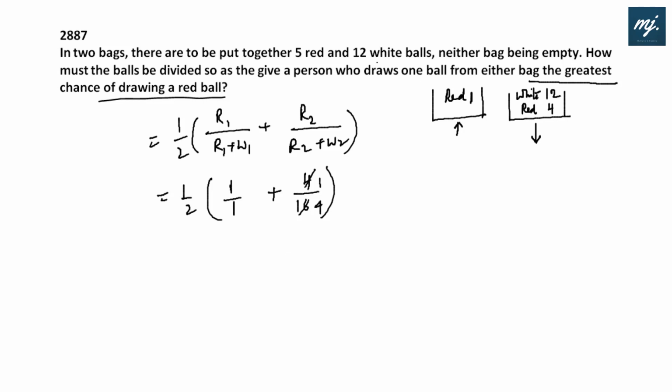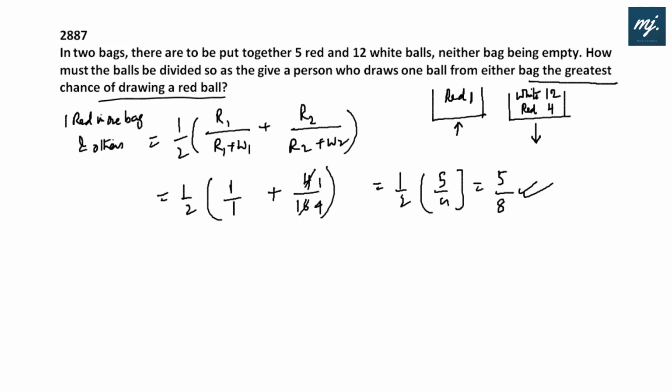How many white balls we have? 12, correct. So it would be half into 5 by 4, that would be 5 by 8. The maximum probability of getting red would be 5 by 8 if we distribute balls like this. That is one red in one bag and others in the second bag.